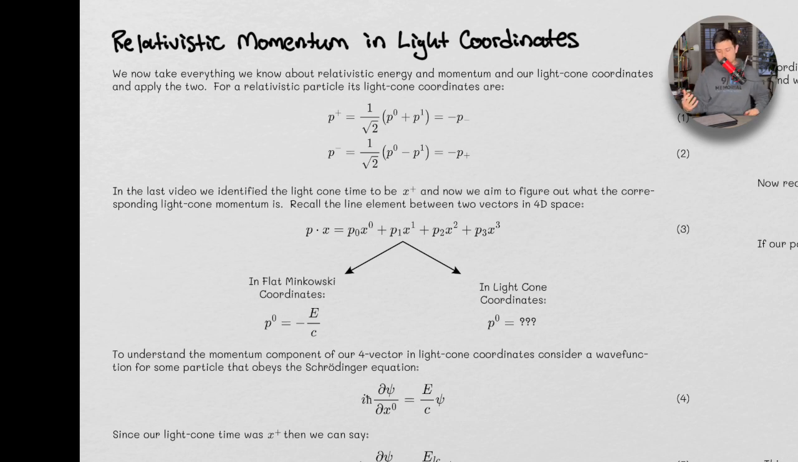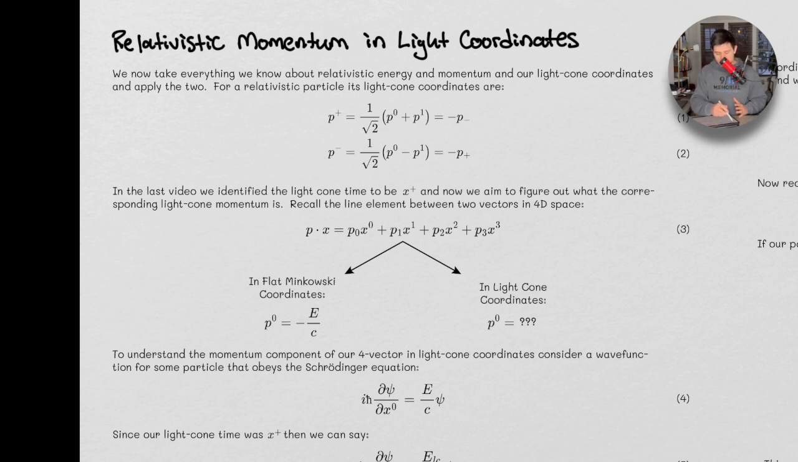So let's go ahead and get started. We're talking about relativistic momentum in light coordinates, or light cone coordinates, today. This is probably going to be a short video. We'll see how fast I talk here, but we want to take everything we know now about relativistic energy momentum and our light coordinates, and apply the two.